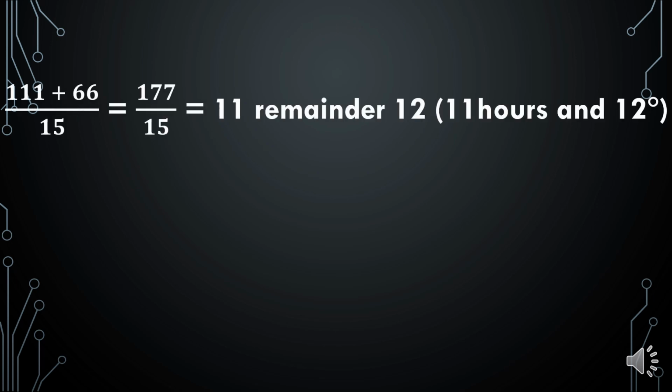111 plus 66 all over 15. Again, we're adding because one is east of Greenwich, one is west of Greenwich. And when we add them, we get 177 over 15. And when we divide the 177 by the 15 degrees, we get 11 and remainder 12. In other words, 11 hours and 12 degrees.